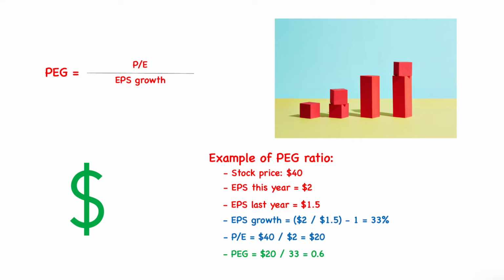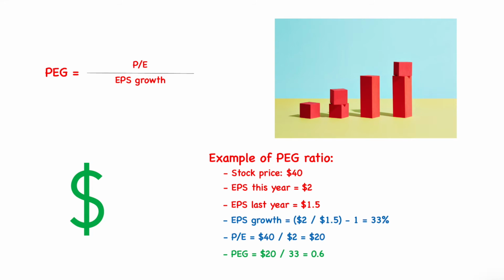Let's take an example to calculate the PEG ratio for a random company. Assume that a company has $2 in EPS this year and had a $1.50 EPS last year. Then the EPS growth would be calculated by taking $2 divided by $1.50 minus 1. That equals a 33% EPS growth for the past year.